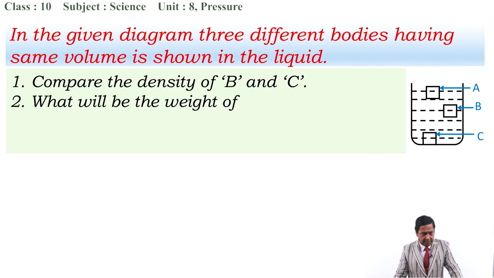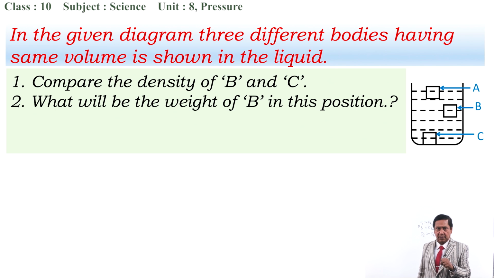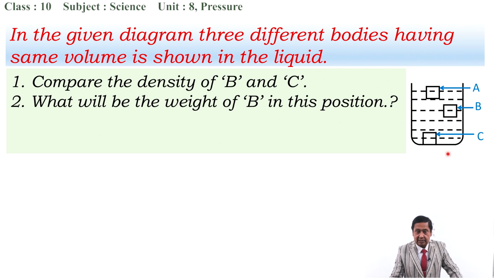Now let's have another question. What will be the weight of B in its position? This question is a little tricky. In its position, its weight is 0 because weight is a downward force and upthrust is acting on it in the upward direction, and both of them are neutralizing each other. That's why the body is suspended in its position. The weight of the body B is 0.